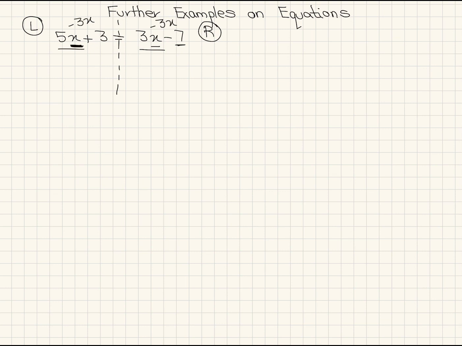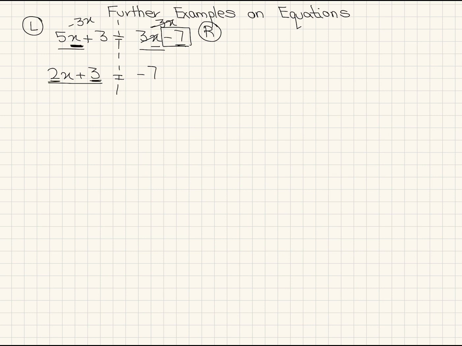And that gives me 5x minus 3x is going to be 2x plus 3 equals, and 3x minus 3x cancels out. It just leaves us with a negative 7. So it's going to give us a negative 7 here. All right. What's the next thing that we want to do? The next thing we want to do is remove everything that is not a variable from the left side and push it to the other side. So if I want to do that, I need to get rid of both this 3 and 2.